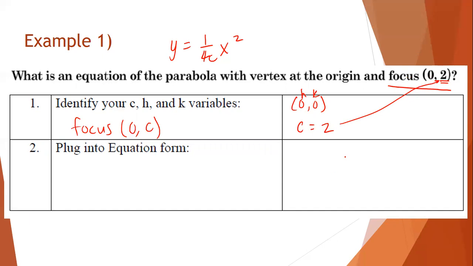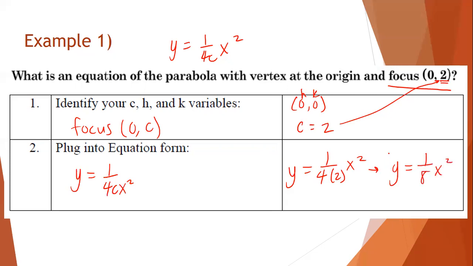Okay. And so all we have to do now is plug into the equation y equals 1 over 4c times x squared. So our y equals our function equals 1 over 4 times our c, which is 2, times x squared. So our equation is y equals 1 over 8 x squared. That would be the equation of this parabola.